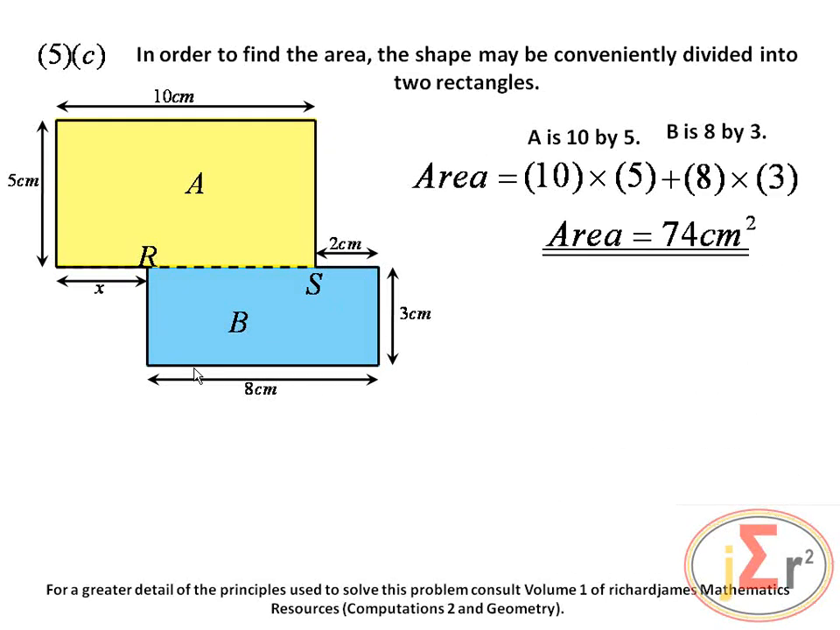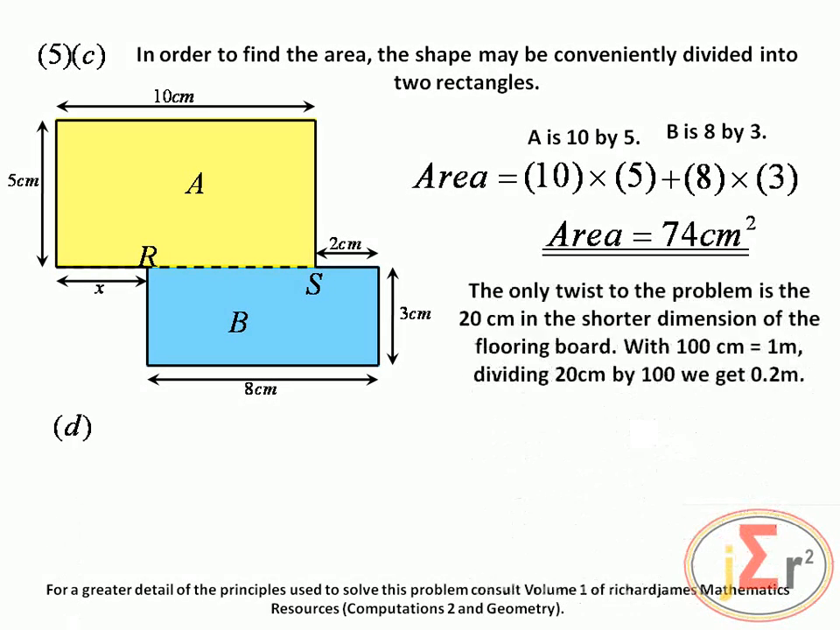So we have 5 tens, 50, and 8 threes, 24. 50 plus 24 is 74. So that's 74 centimeters squared. And the flooring board will now be required to cover section A. The area of section A is 50 centimeters squared.